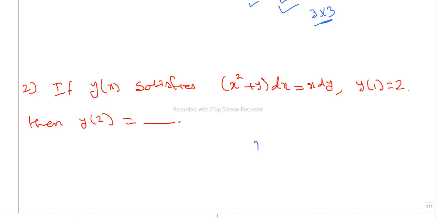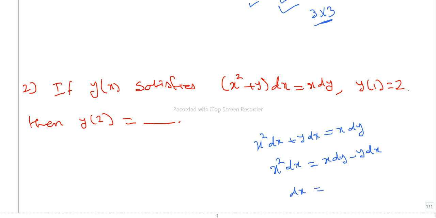You can just multiply inside dx, we get x square dx plus y dx equal to x dy. Now you can take this y dx to that side. We have x square dx equal to x dy minus y dx. Now if you divide both sides by x square, we get dx equal to x dy minus y dx by x square.